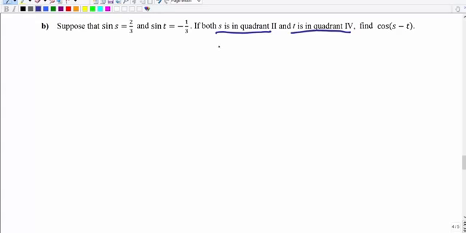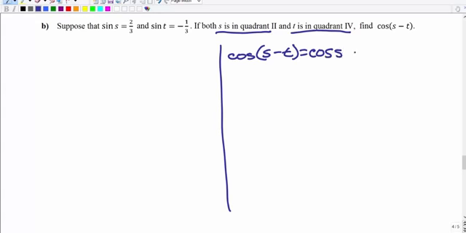So since we're asked to find the cosine of the difference of these two angles, we will use the difference identity for cosine. So that would be cosine of S times cosine of T, and then opposite sign, so that would be plus sine of angle S times sine of angle T.